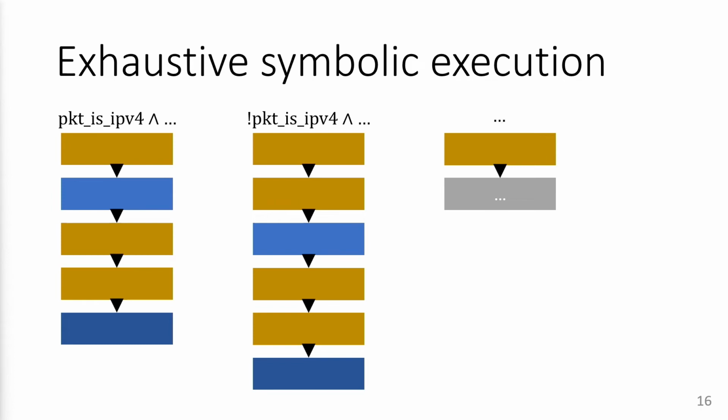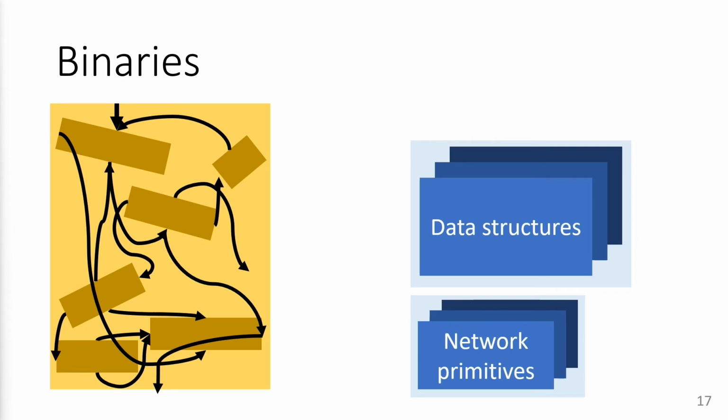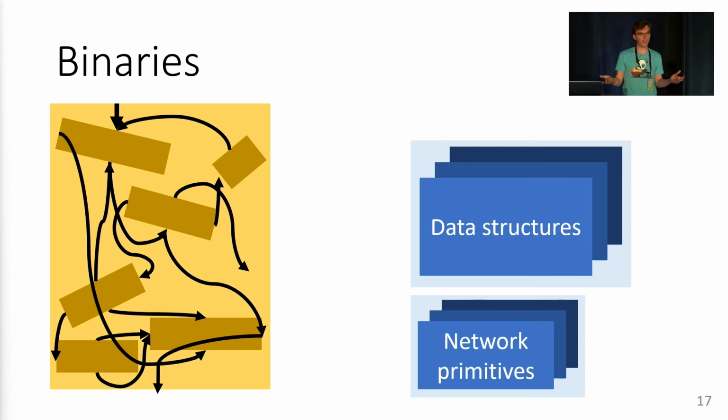Now, that's nice, and what I've described is for source code. But at the binary level, we don't have this control flow information. We don't have all of these types. We just have a bunch of jumps. The binary could be obfuscated. So how are we going to deal with this?